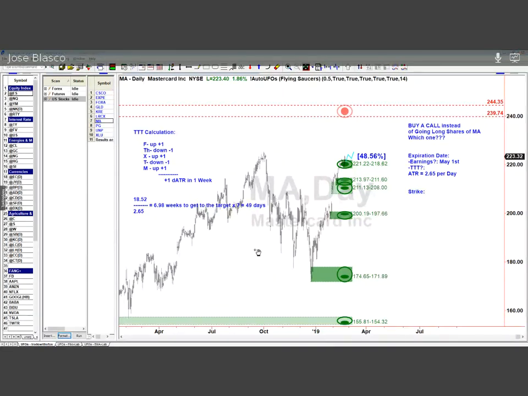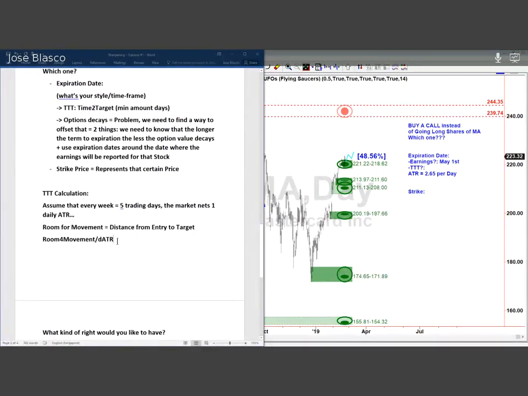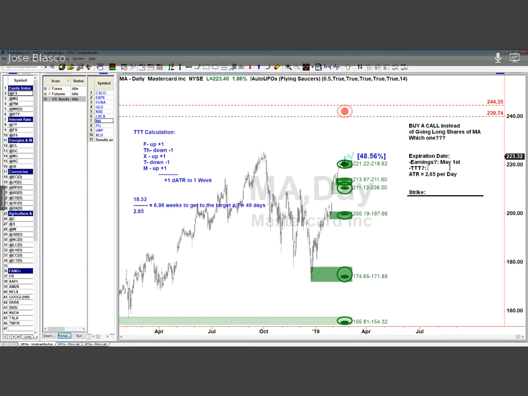So again, coming back to the Word document, room for movement divided by ATR, all of this times 7, all of this is TTT. That's your time to target. So what do we know? We know we have a time to target of 49 days. We know earnings is May 1st.